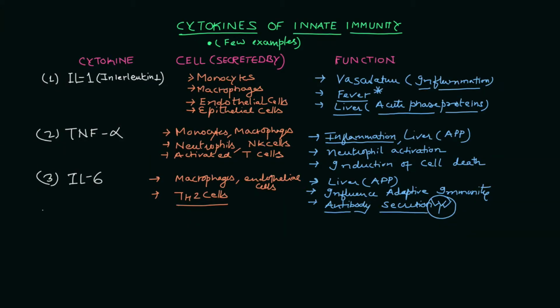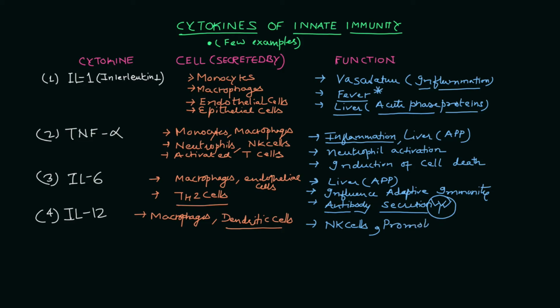Let's discuss the fourth cytokine in this list. We have IL-12, interleukin-12, as our fourth cytokine. What are the cells? Macrophages and the dendritic cells are known to produce this particular cytokine. The role of this particular cytokine is the activation of NK cell, and it also promotes the Th1 subset. So this is another important role of the cytokine.